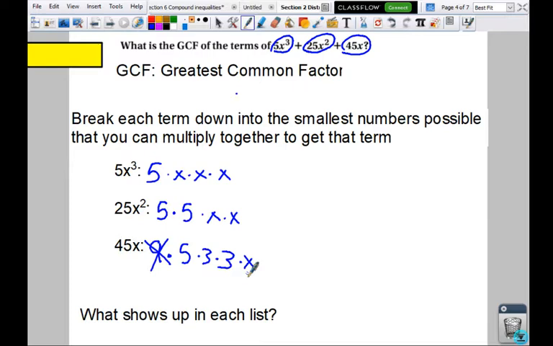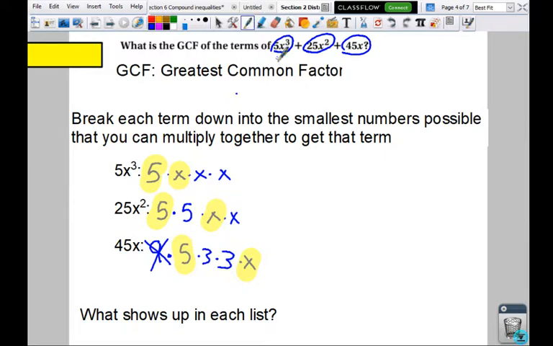Okay, to find my greatest common factor, I'm going to look at each list, and I want to see what shows up in every list. A 5 shows up in every list, right? 5, 5, and a 5. And then I have an x in every list. Does the second x show up in every list? No. There's only one x down here. So it's got to be in every single thing. I've got a 5, and then I've got an x. My greatest common factor is 5x.